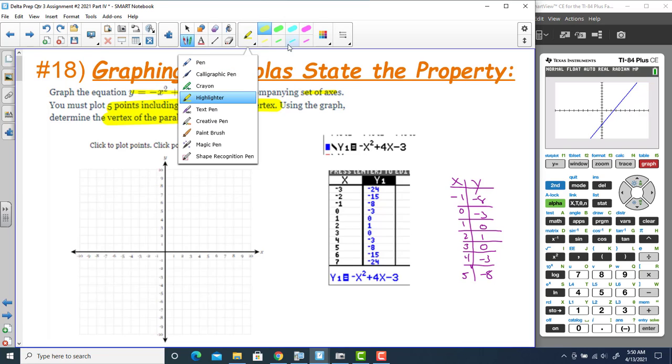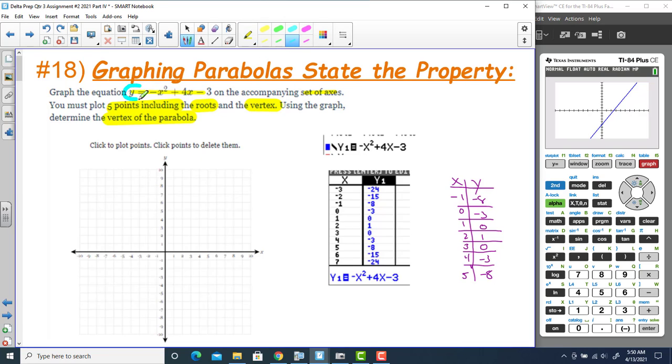So because this is a nonlinear relationship, immediately you should be thinking that nonlinears are most often graphed from a table of values. I know that because it has an x squared in the actual equation itself. So immediately I'm going to go to my calculator for some help.